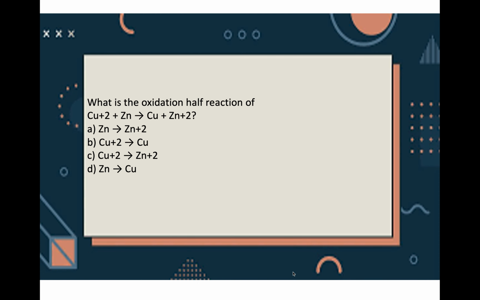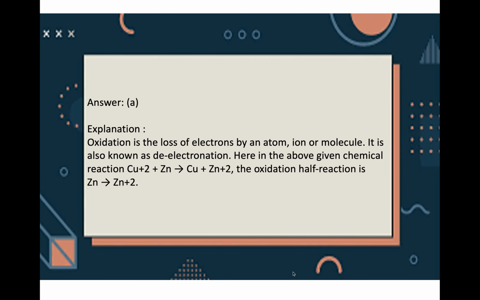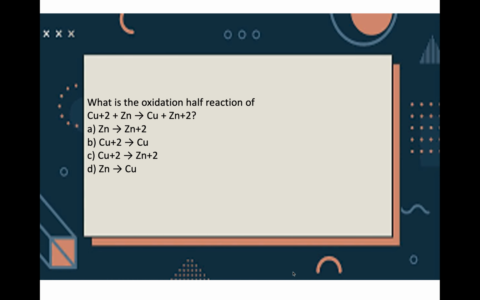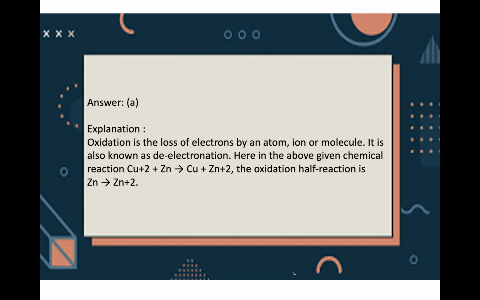Four options are given. Option A is Zn gives Zn2+. B is Cu2+ gives Cu. Option C is Cu2+ gives Zn2+, or D, Zn gives Cu. The correct option is choice A, that is, Zn gives Zn2+. What is the explanation for this particular option?